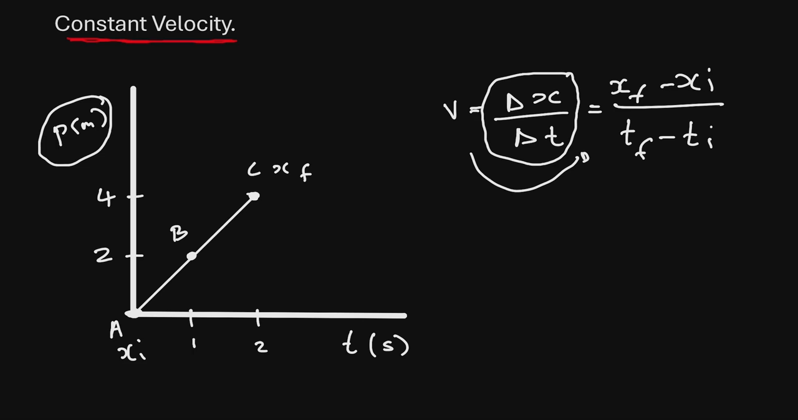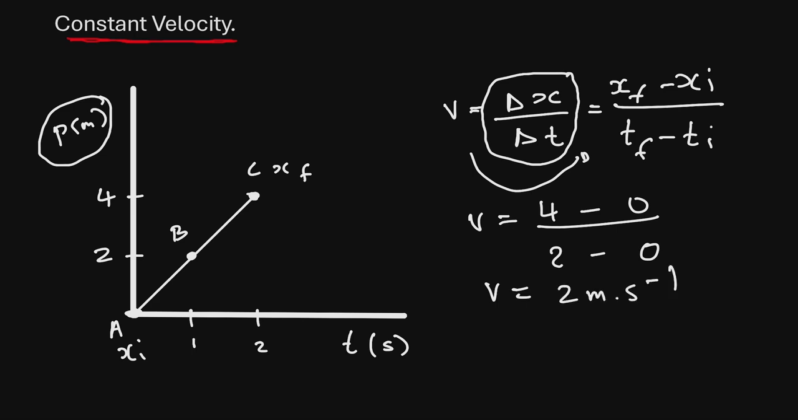So we are going to have what? The final displacement as 4. So we're going to say this is going to be 4 minus the initial displacement, which is at A, 0, all divided by what? The final time, which is how much? Which is 2 seconds, and the initial time, which is 0 seconds. So if we put this in a calculator, we'll get that the velocity is going to be 4 over 2, which is 2 meters per second.